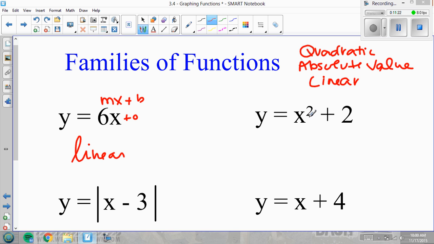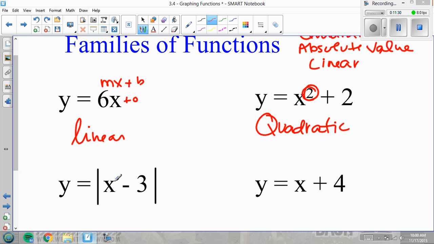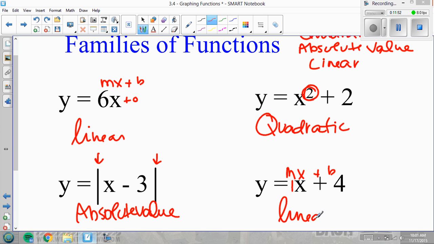My second one, right away, we notice an exponent of 2, so that has to be quadratic. If you look at the third one, these bars right here tell you that that is absolute value. And my last one, we do not have an exponent of 2. We do not have absolute value bars, and it does look like mx plus b, where m is 1, so this will be linear.